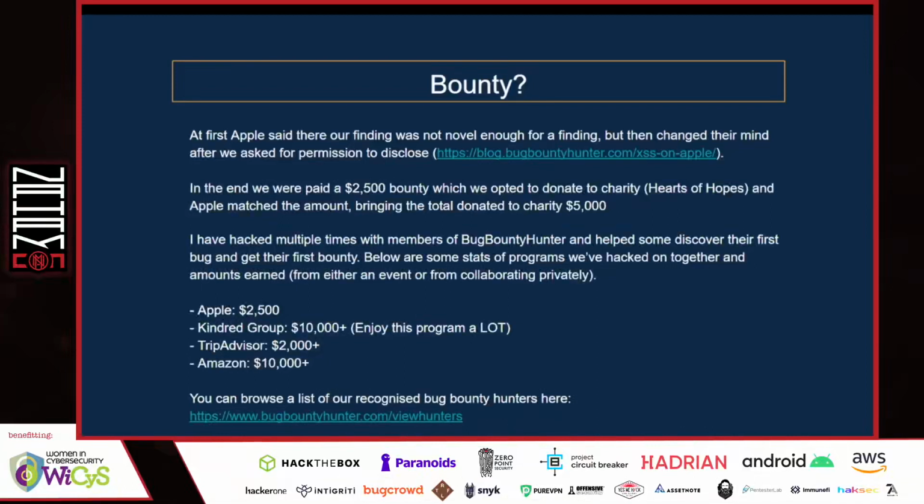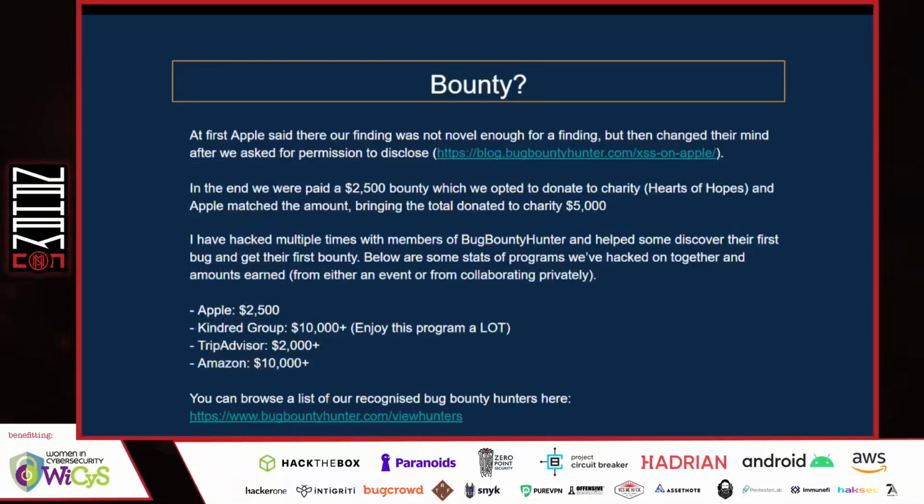Below are some stats of some programs that we've hacked on, as well as the amounts that we've earned. We hacked on Apple. We only got that one finding. We weren't too keen on how long it took for them to respond and pay out, so we didn't continue hacking on them. Kindred Group on HackerOne, which is public. We enjoyed this program a lot, and we actually earned five figures altogether. So it wasn't just me or just one person. This is collaboration. We split bounties, help each other out, and share information.